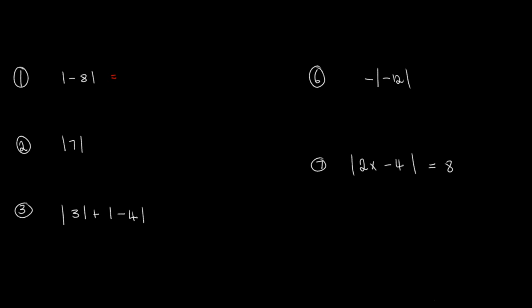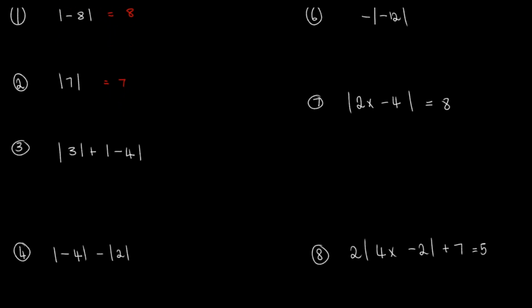What would be the distance between -8 and 0? If this is 0 and this is -8, what would be the distance between these two points? It would simply be 8. What about the distance from 7 all the way to 0? Simply 7. Now here's where the tricky part comes in.